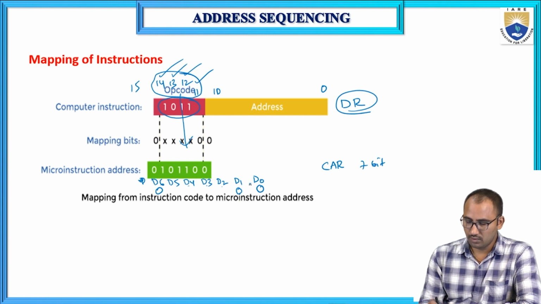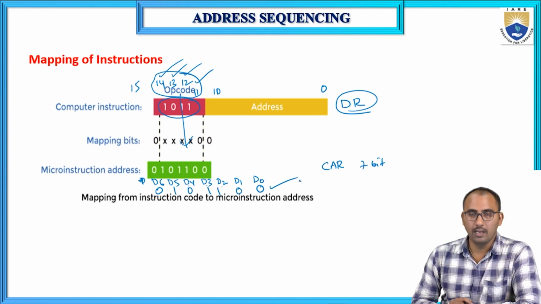So suppose the DR register bits 11, 12, 13, 14 are having 1011. So then 1011. This process is called the mapping process.